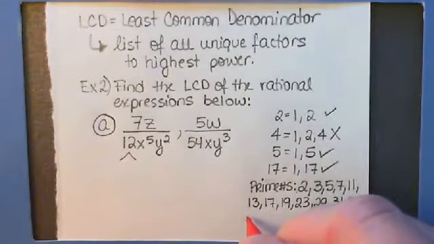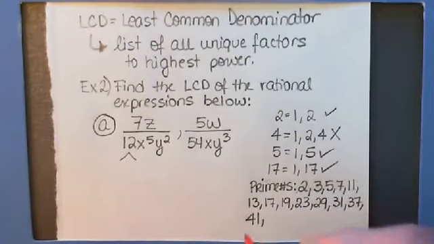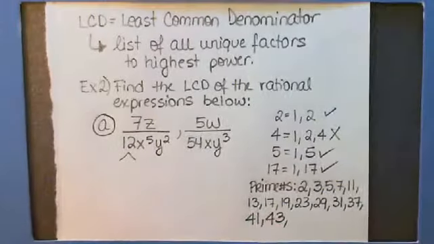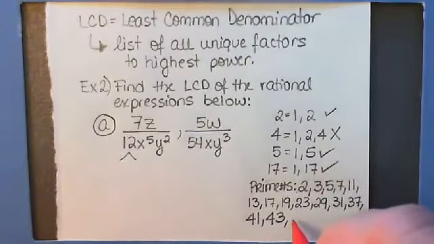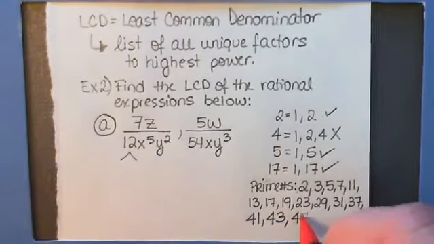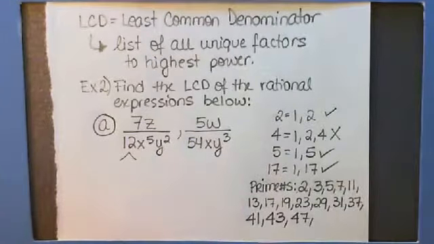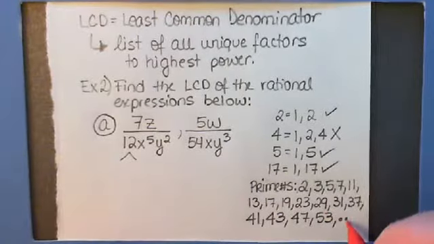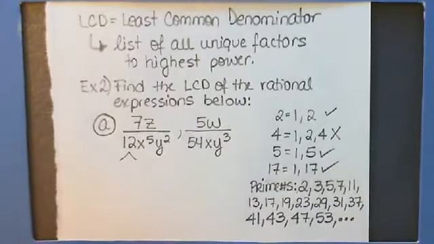38, 39, 40, 41 is a prime number. 43, prime number. 44, 45, 46, 47, 49 is not a prime. 50, 51, 53. Alright, and the list goes on, but here we have a few prime numbers.